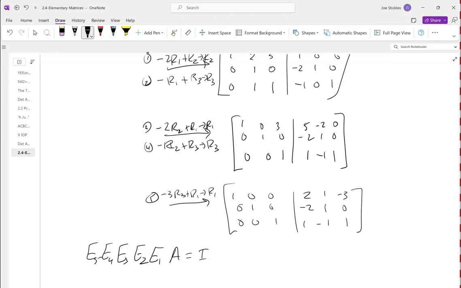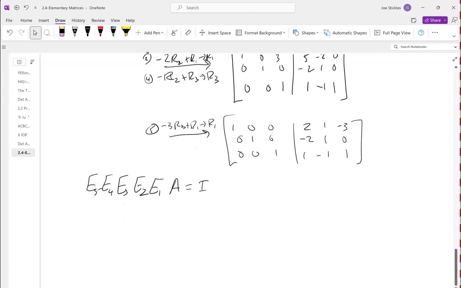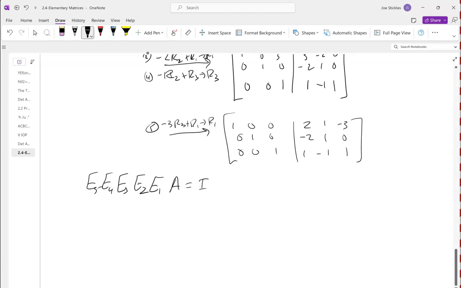Now, sometimes it won't matter the order. I could swap E1 and E2 around, because E1 was add row 1 to row 2, E2 was add row 1 to row 3. Doesn't matter which order I did that in, I would end up in the same spot, right? So I could swap around E1 and E2, same way with E3 and E4. Agree with that?